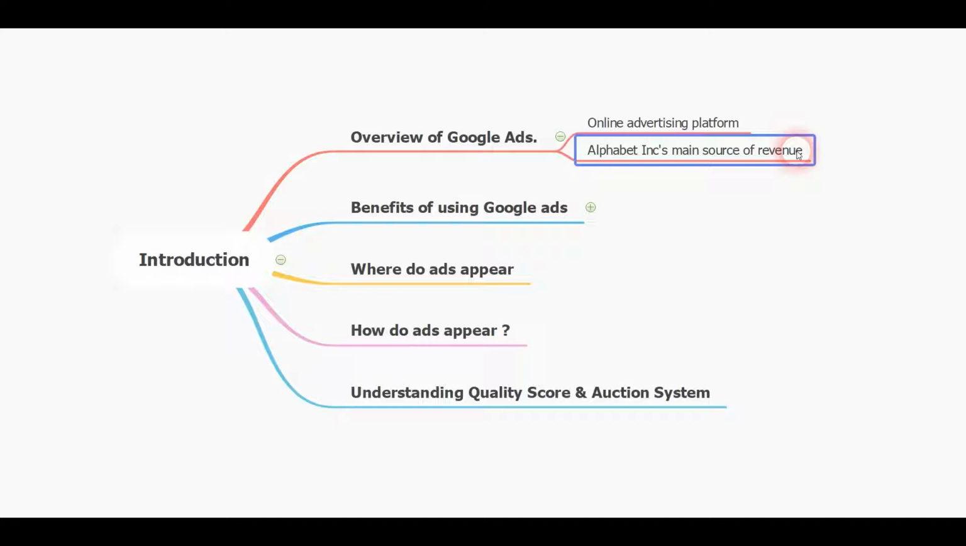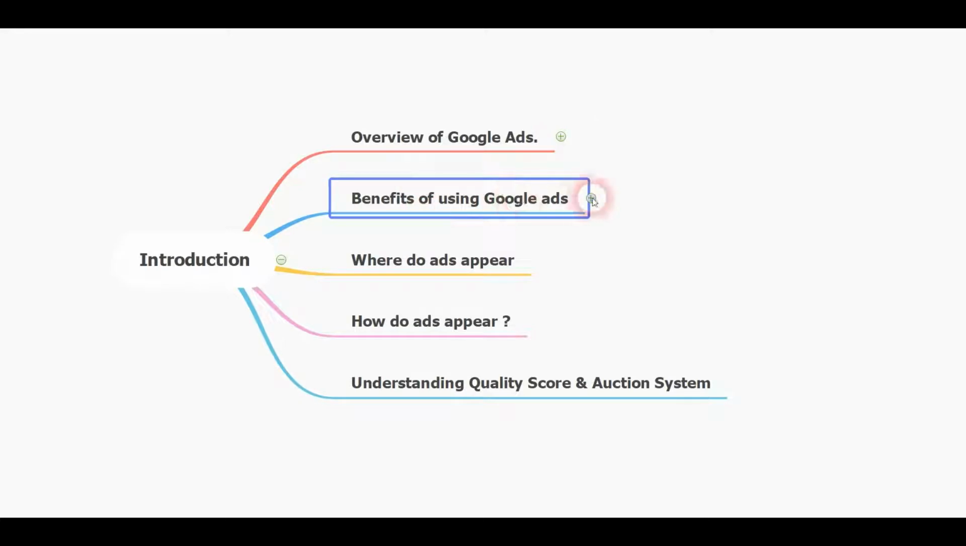When I say Alphabet's main source of revenue is Google Ads, you have to understand how important Google Ads is for everyone, not only for the advertisers, but for the people who are advertising on their websites. So it gives the opportunity not only for the website owners, but also for the advertisers to promote products. So that was all for the overview.